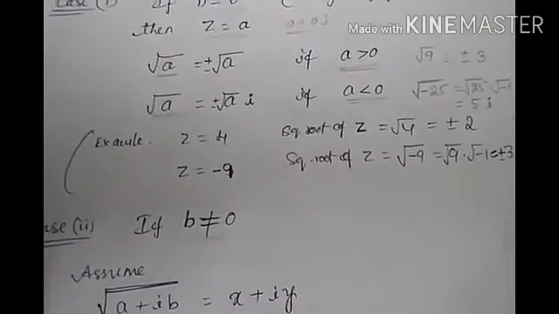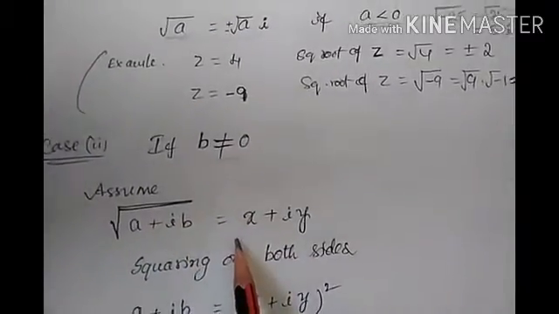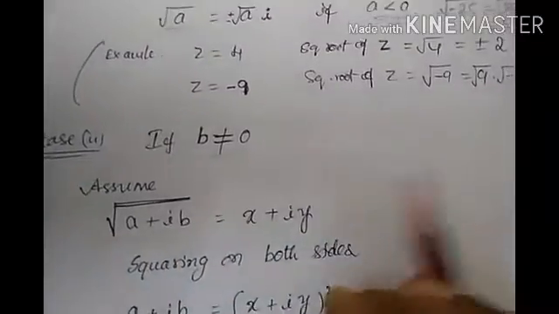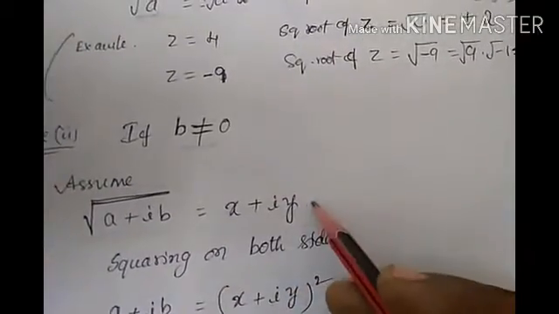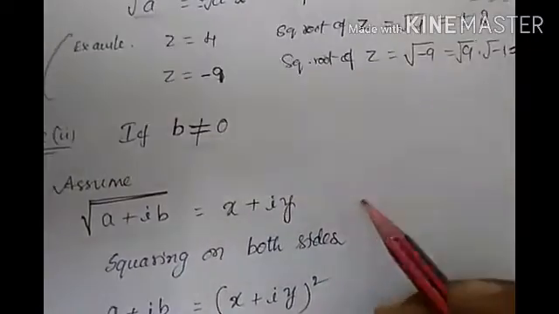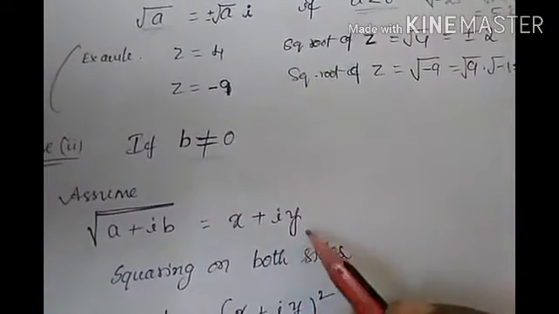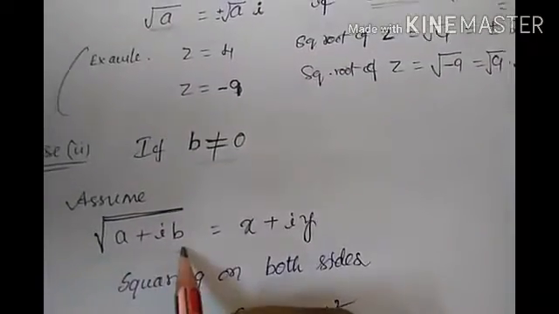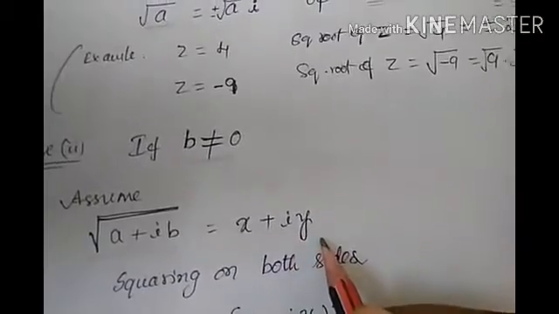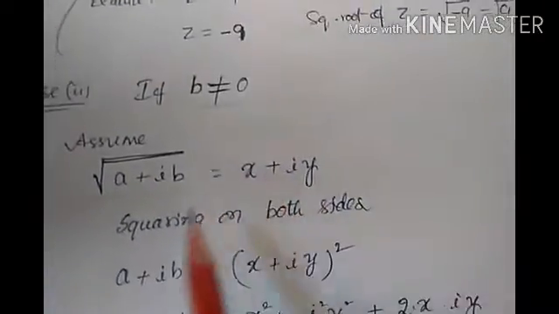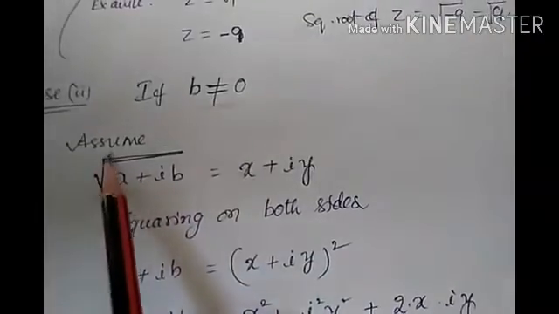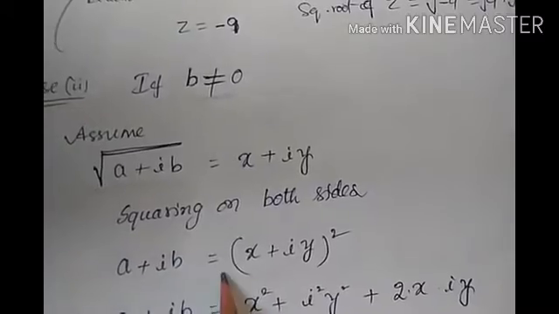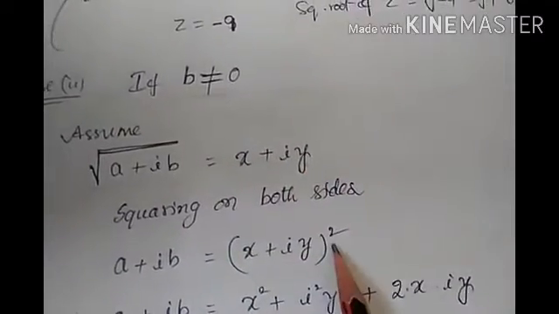Assume the square root of a plus ib equals x plus iy. Why? Because the square root of a complex number will always be a complex number. So, you can assume the square root of a plus ib as x plus iy. Now, squaring on both sides, the square root and square will be cancelled. You will get a plus ib equal to x plus iy whole square.